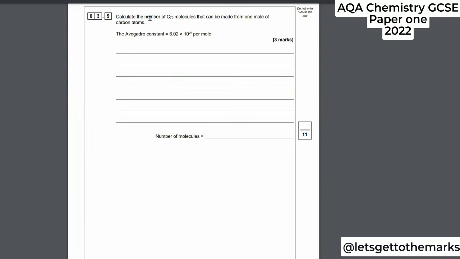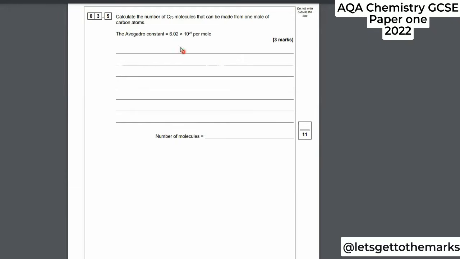Okay, let's check out 3.5. Calculate the number of C70 molecules that can be made from 1 mole of carbon atoms. So we want how many C70 molecules can we make from 1 mole of carbon atoms? Well, lots of ways to do this, but this is how many molecules are in a mole of carbon atoms. That's how many carbon atoms you get in 1 mole of carbon atoms.